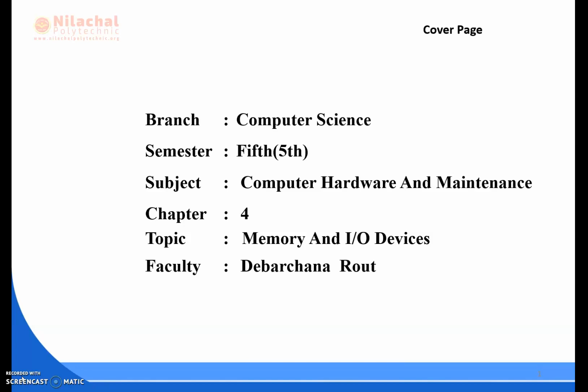We have been discussing the subject computer hardware and maintenance. Today we will be starting a new topic, that is memory and input and output devices.